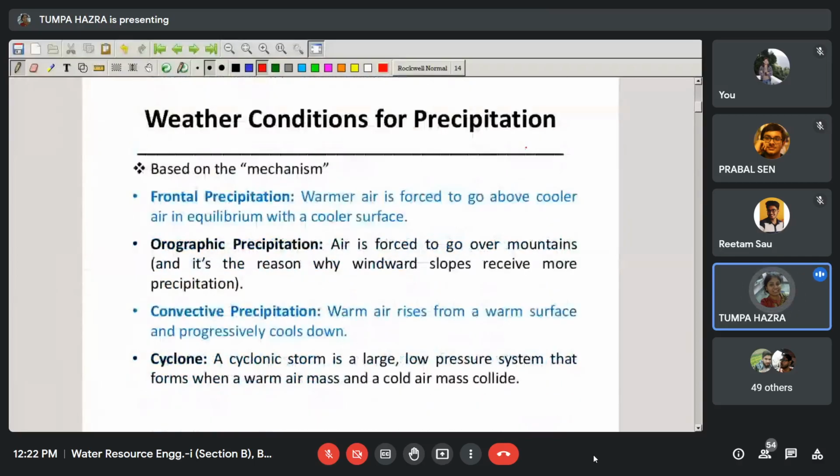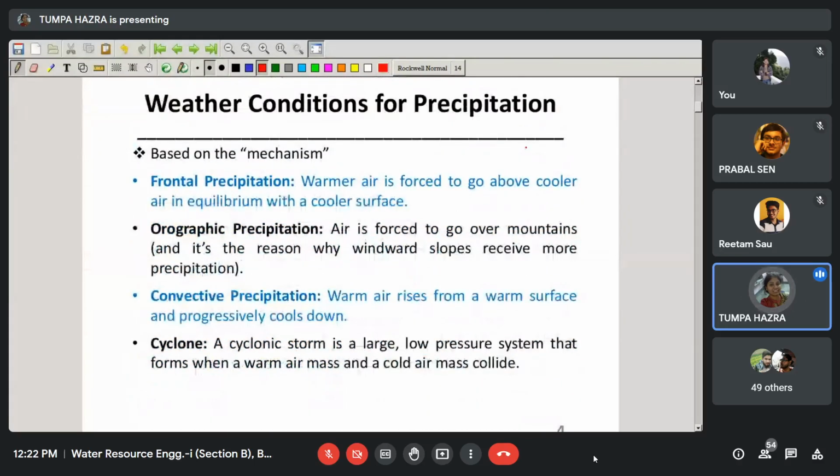Now, I told you that for precipitation, the atmosphere should have not only sufficient moisture as well as nuclei, but weather conditions should also be favorable for precipitation. Based on the mechanism, the weather conditions are classified into four major groups. One is frontal precipitation, orographic precipitation, convective precipitation, and cyclone.